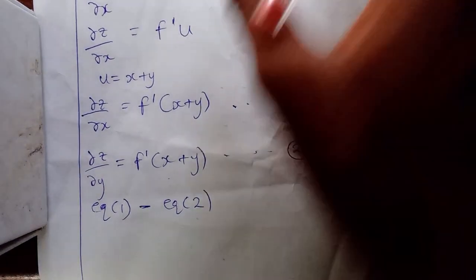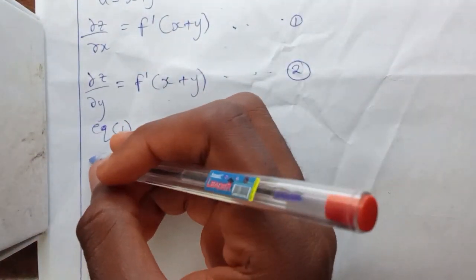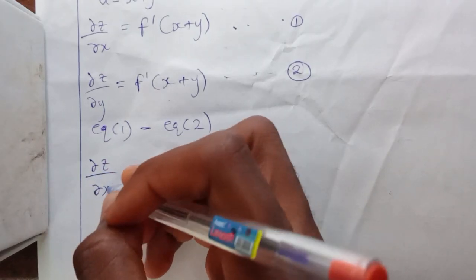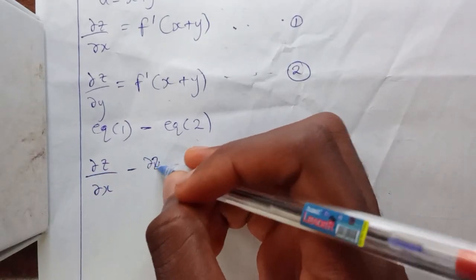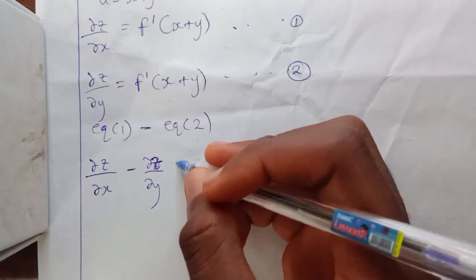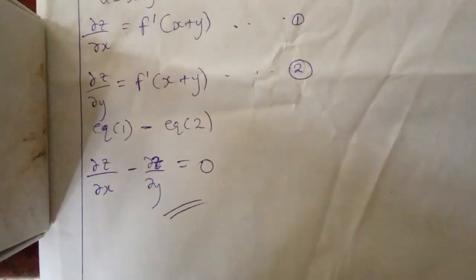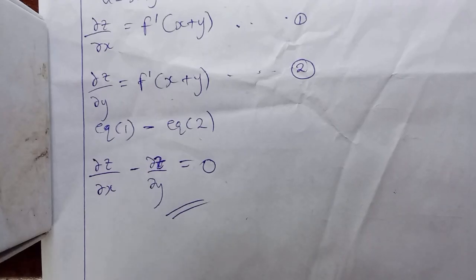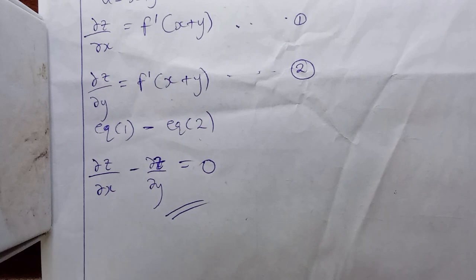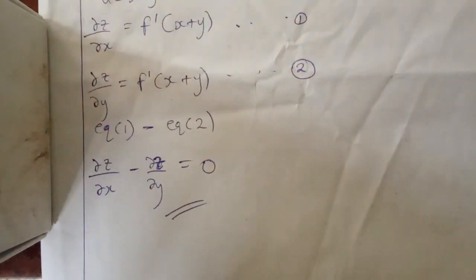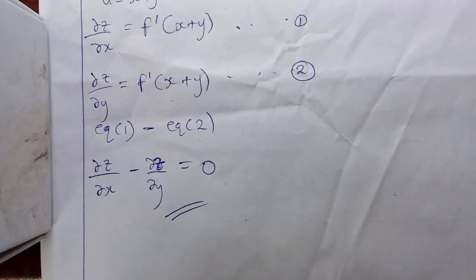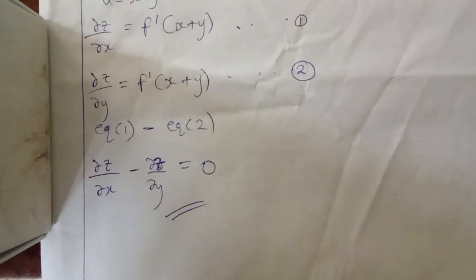So doing that, we can say partial of z with respect to x minus partial of z with respect to y equals 0. This is our partial differential equation. If you watch, our arbitrary function f has been eliminated, so we are right. So don't forget the steps. First step, you have to differentiate partially with respect to x and y. Whether you're eliminating the arbitrary constant or your arbitrary function, you have to differentiate partially with respect to x and y. That is the first step.